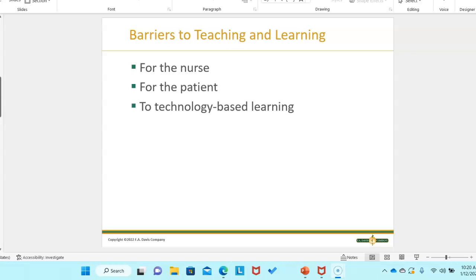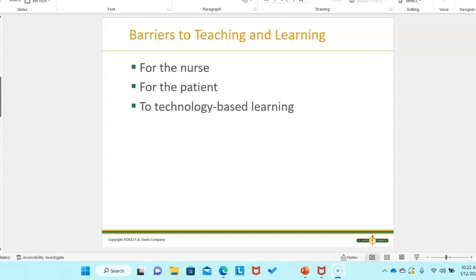Also, conflicting schedules between the nurse's available time and the patient's available time to learn. So what about, for example, if you plan to teach the patient at 9 a.m. about a specific procedure and so forth, but then you go in the room and you see that speech therapy is in the room, or there's a chest x-ray being taken at the time that you planned for the teaching.